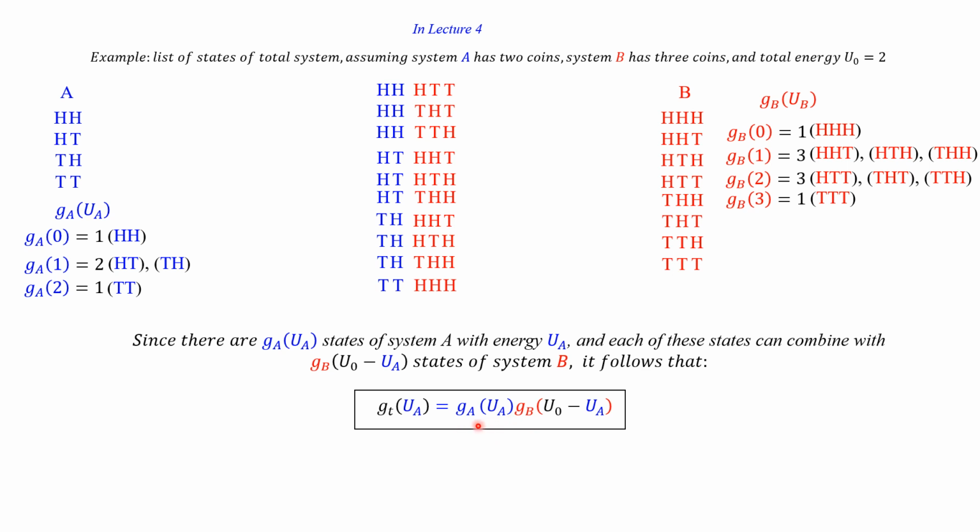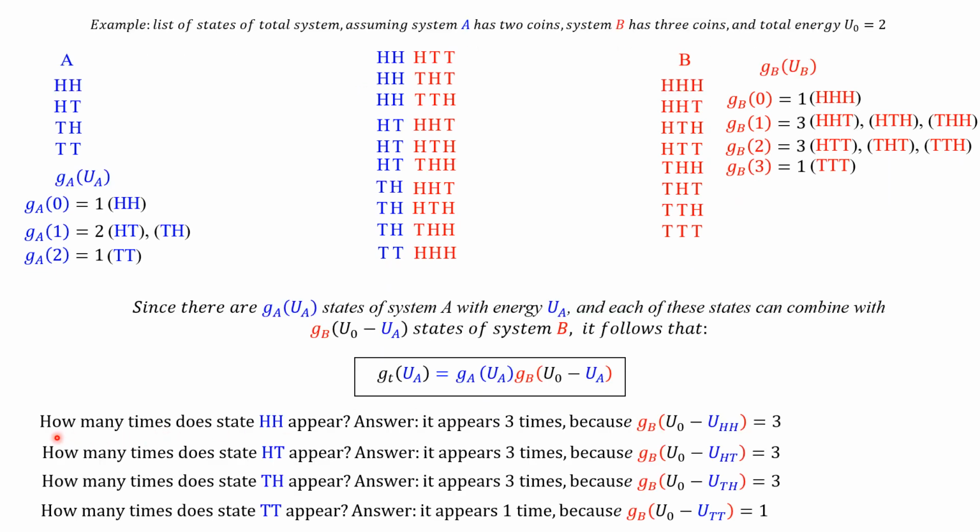So this term is the number of states of system A having energy UA, and this term is the number of states of system B having the complementary energy. In other words, it is the number of states of system B that can combine with states of system A having energy equal UA.